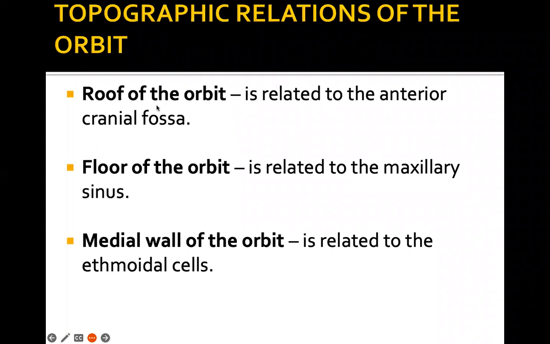So how will you relate the roof of the orbit? What are you going to relate it to? It is related to the anterior cranial fossa. Is that true? If it's a physical class, I'm sure you all have a resounding voice that yes. And for those who came for the first class yesterday, you know what the anterior cranial fossa is. What will the anterior cranial fossa contain? Which part of the brain will sit in the anterior cranial fossa?